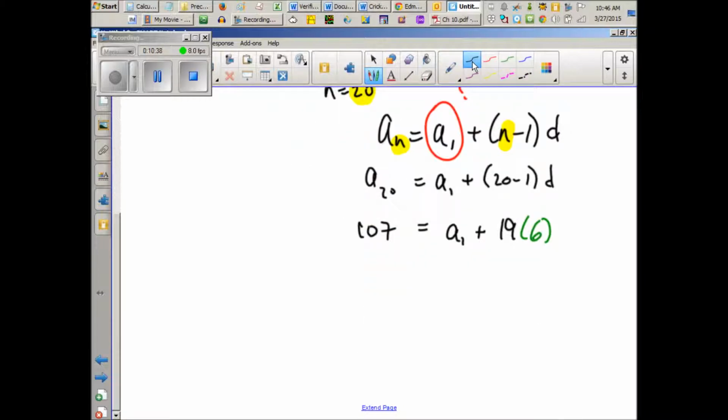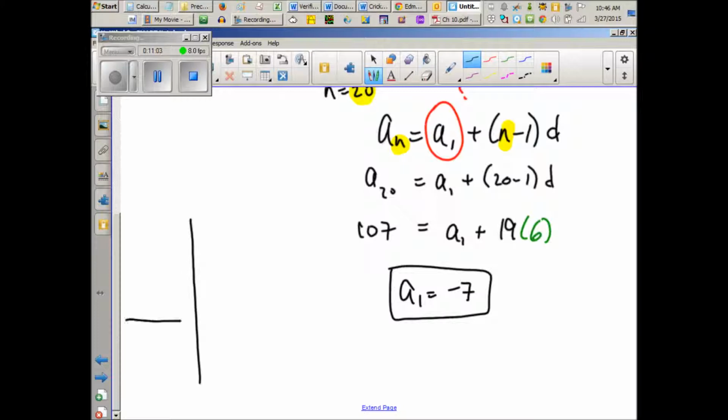What did you guys end up with, though? Are you surprised to have a negative answer here? I thought we said we were going to have counting numbers only. 1, 2, 3, 4, 5. That's for n, right. So our input, our domain is positive integers. The output can be anything. I never said anything about output. Right? Sometimes we even get fractions or irrationals or whatever. Okay, so that's the answer.